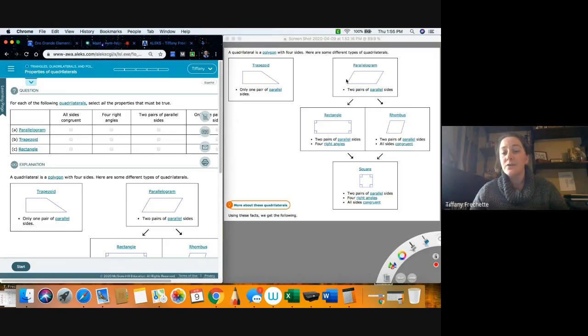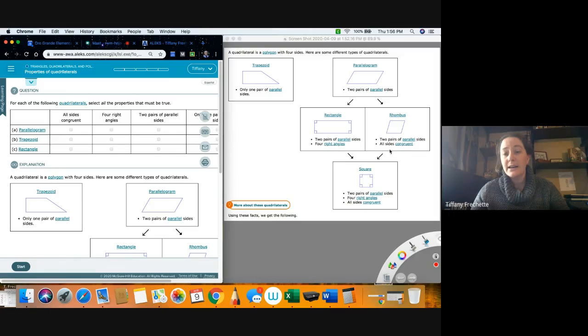Then we have some special parallelograms. One is called a rectangle. I hope everybody knows what a rectangle is. We still have two pairs of opposite sides congruent, but we also have 4 right angles. That's what makes it a rectangle. You have to have those 4 right angles. And then we have a rhombus, which still has 2 pairs of parallel sides, left and right, top and bottom, but all the sides are also congruent. That's how we make a rhombus.